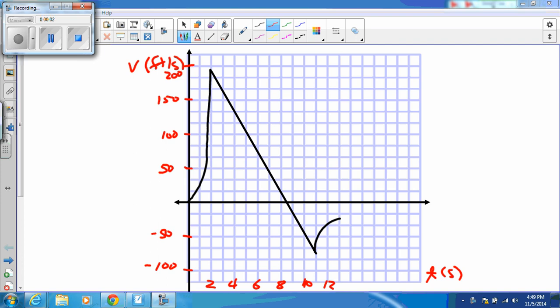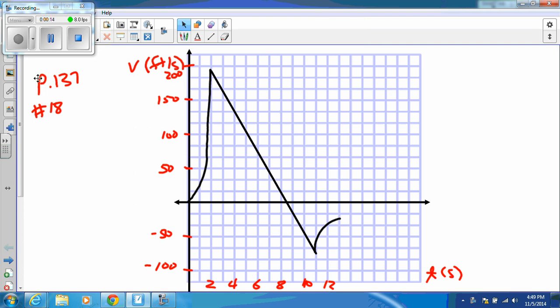Hi, we're going to be taking a look at section 3.4, number 18. That's on page 137. In this problem, we're given a graph that shows the velocity of a model rocket. We want to be careful to notice that the axes tell us that we're looking at a graph of velocity. Based on this graph, we're supposed to answer a large number of questions.